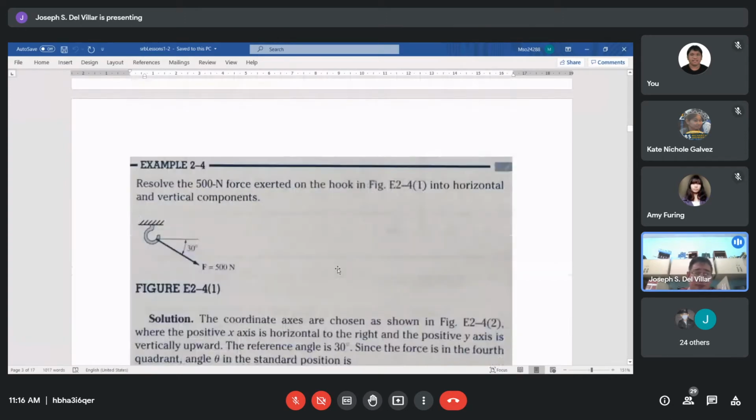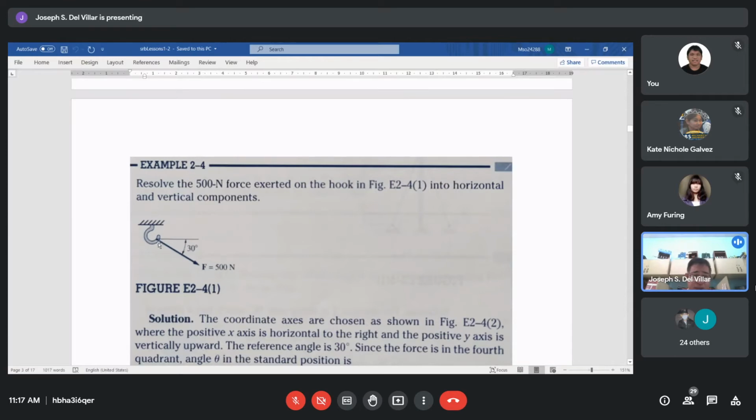Okay, let's take an example. Resolve the 500 Newton force exerted on the hook in the figure below into horizontal and vertical components. So there is a hook fixed maybe on the ceiling. So this is the hook. There is a force exerted on the hook. This force is downward to the right. The magnitude is 500 newtons and the direction of the force is 30 degrees below the positive x.